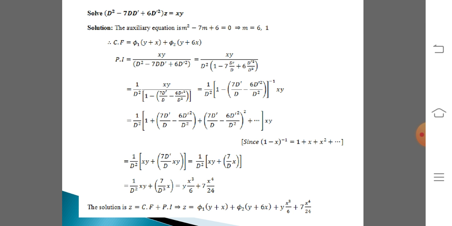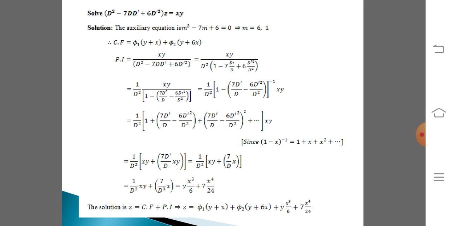Next let us take up the particular integral. PI equal to 1 by D square minus 7DD dash plus 6D dash square into xy. So here the function given on the right hand side is xy. It is of the form x power m into y power n. So here both m and n are equal to 1. That means the powers of x and y are the same, they are equal to 1.